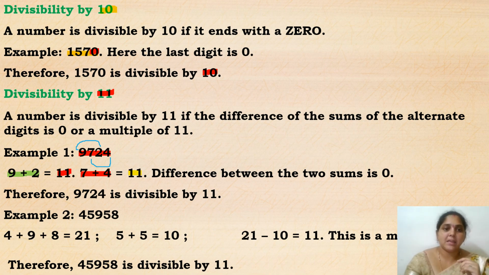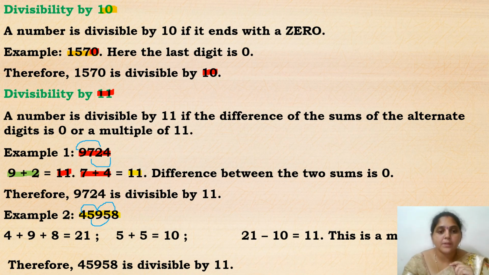Now I am taking my other number. It is 45,958. So what are my alternate numbers here? My alternate numbers are 4, 9 and 8. Again in the down reverse, 5 and 5. These are my alternate numbers.